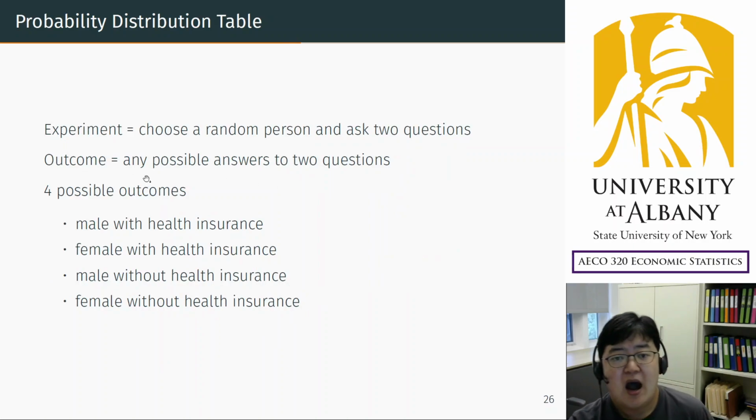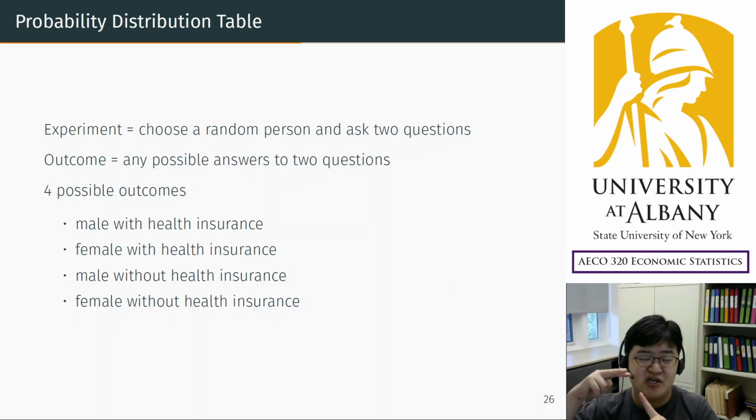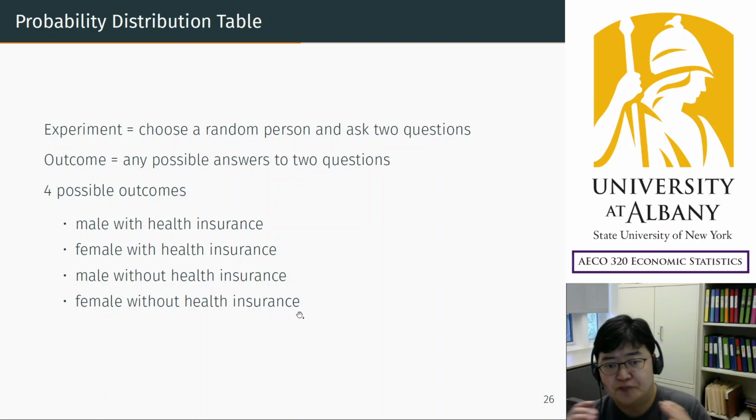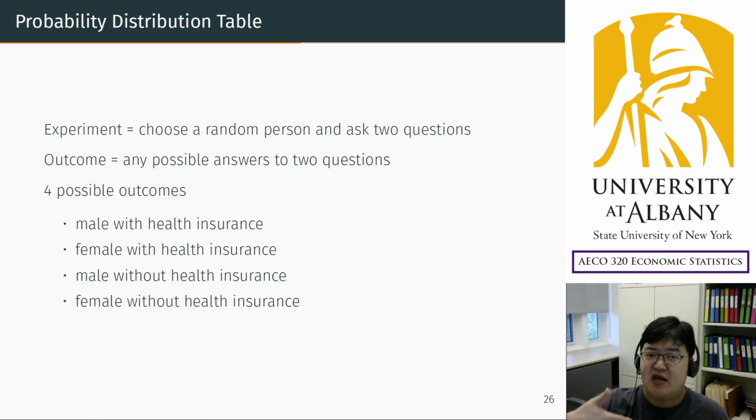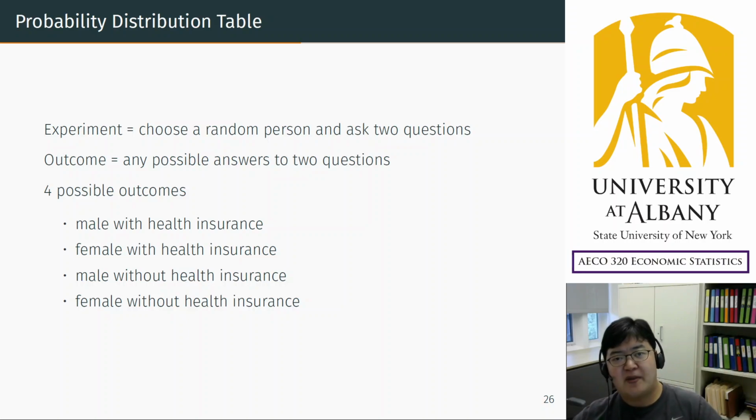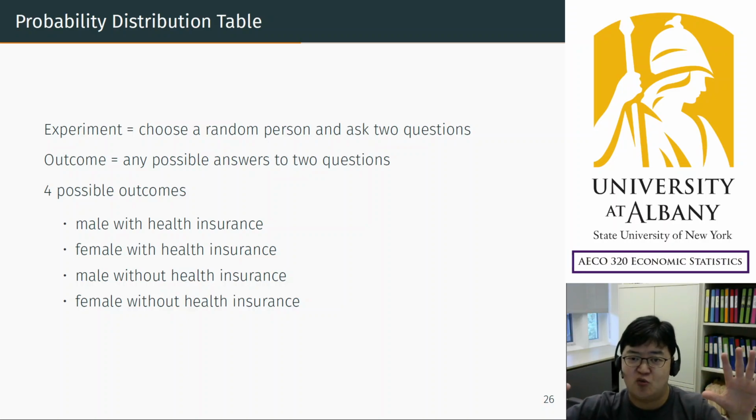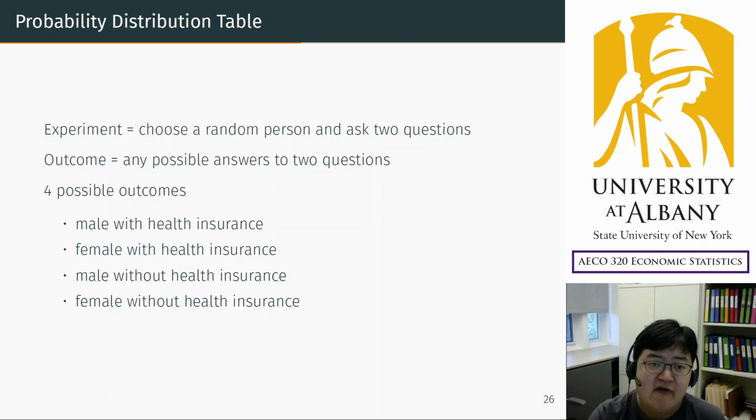There are 4 possible outcomes. That is, outcomes are defined by two variables, and there are 2 answers for each of the variables. That is, there are 4 types of people: male with health insurance, female with health insurance, male without health insurance, female without health insurance. So the experiment is randomly choosing a person, and what you see from a person is 4 possible different answers, right? Yes or no to one question, yes or no to the other question. So the sample space consists of 4 possible outcomes, right?